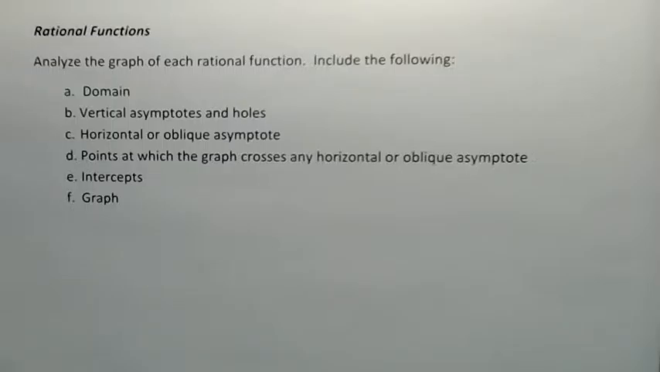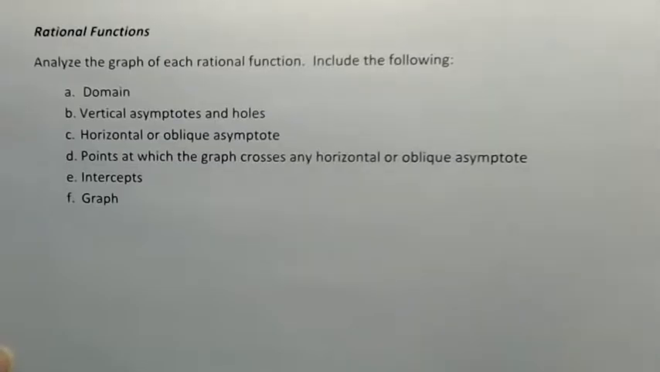Decide in part D whether your graph crosses the horizontal or oblique asymptote. Remember, the graph for rational functions will never cross vertical asymptotes, but we can check in part D if it'll cross a horizontal or oblique asymptote. We want to find some intercepts just to give us a few points, and then look at the graph. So we want to go through these 6 steps to try to examine the graph of a rational function.